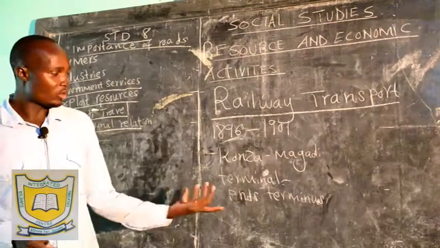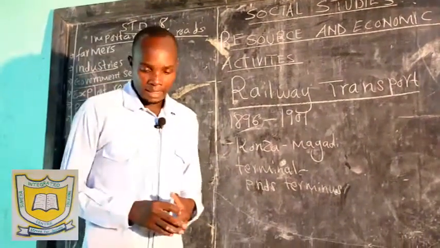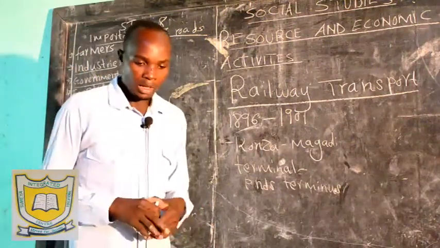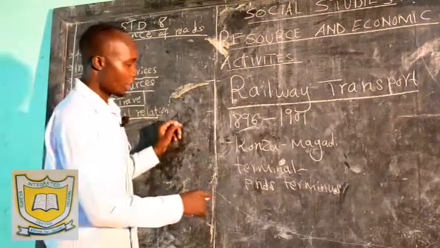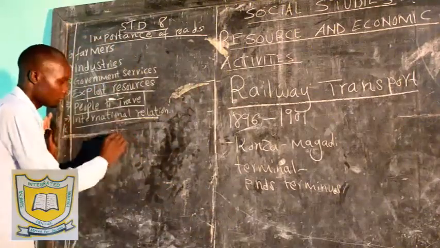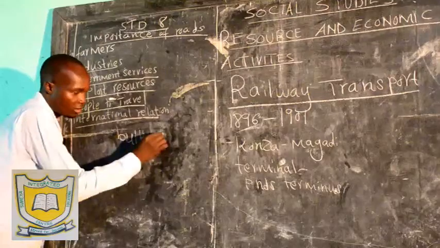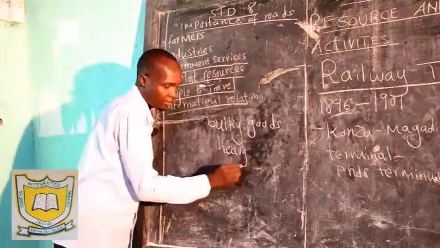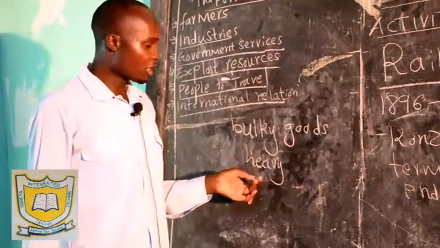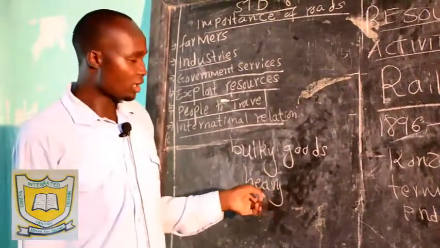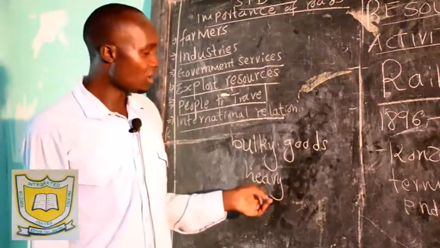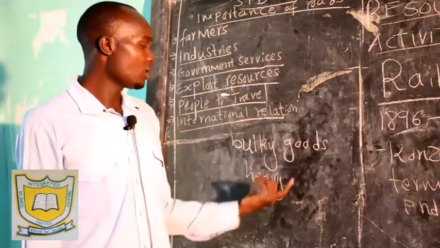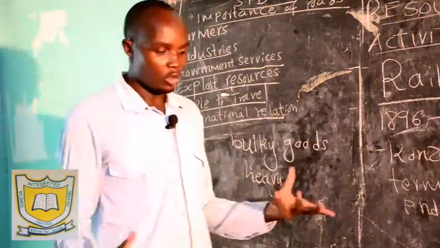Then after that we are going to look at the importance of using railway. Number one, providing cheap transport for bulky goods over a long distance. When you talk about bulky goods, these are heavy goods. For example, we have said we have soda ash. Soda ash is very heavy. Then also talk about limestone and cement. They are bulky goods. So railway provides cheap transport for these bulky or heavy goods across the country.